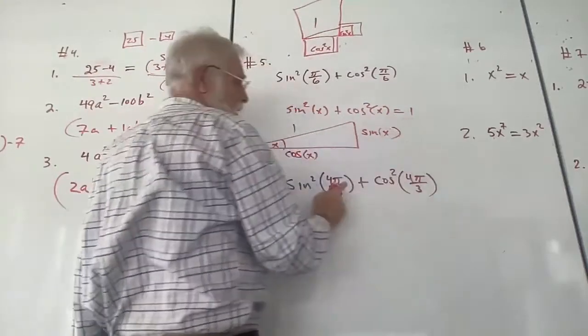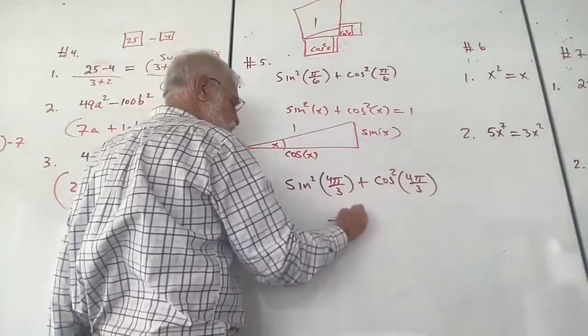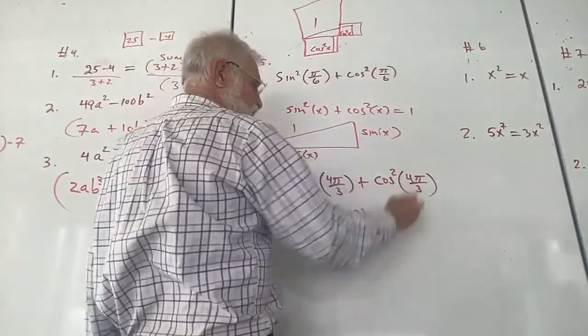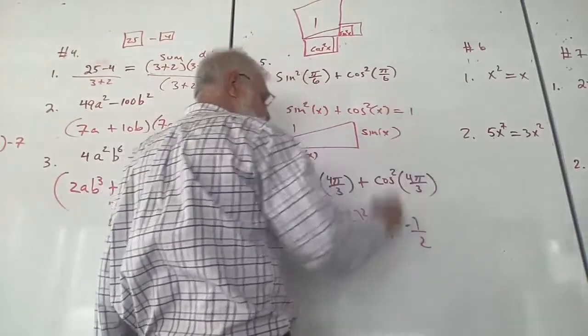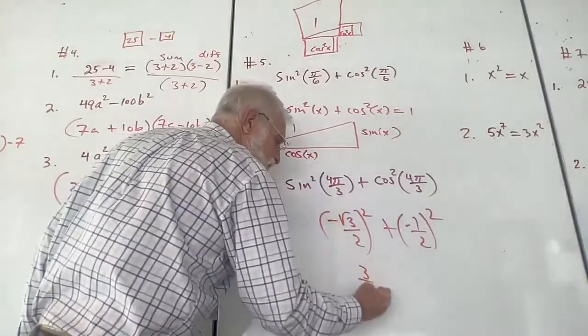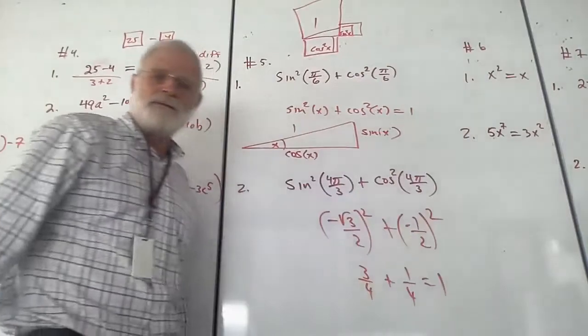So that's a 1. So is this. I'll do this one out. Sine of 4 pi over 3 is minus root 3 over 2. We're going to square that. Cosine is a half, negative 1/2, excuse me. We're going to square that. This becomes 3/4. This becomes 1/4. And by God, that does add up to 1. Moving right along.